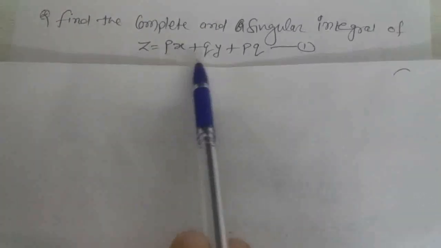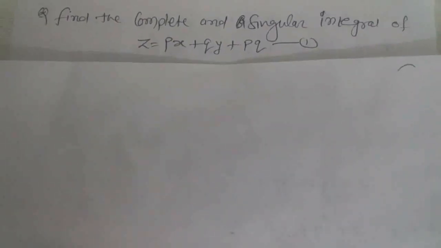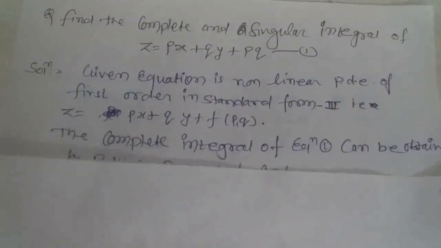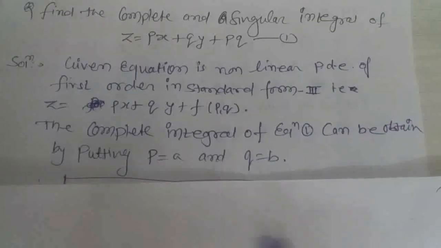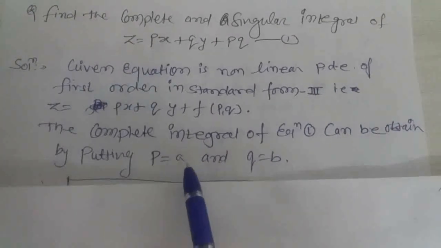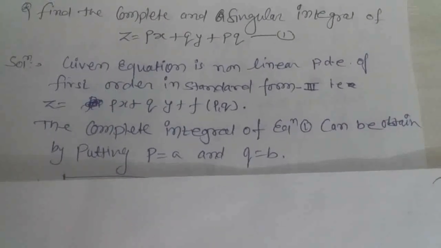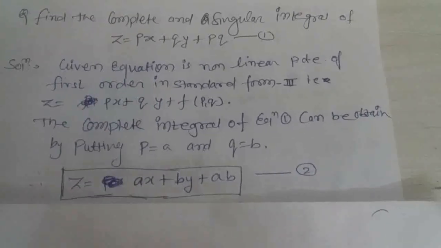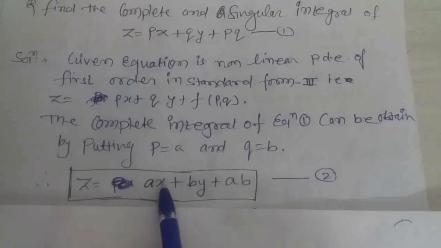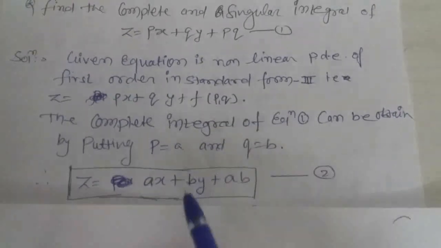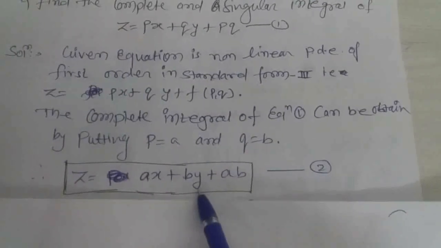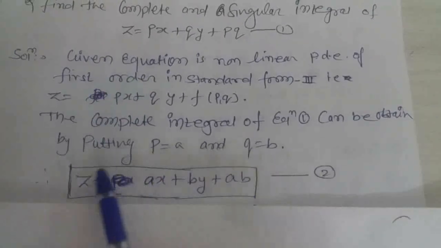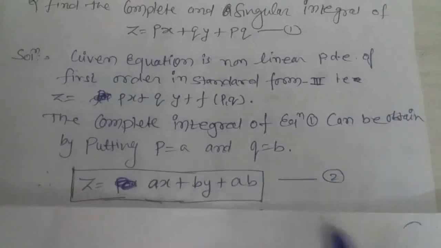So the equation is in standard form third, and therefore the complete integral can be obtained by simply replacing p by a and q by b. So the complete integral of equation first is z equal to ax, p replaced by a, plus by, q replaced by b, plus a into b. So this is the complete integral of the given equation.